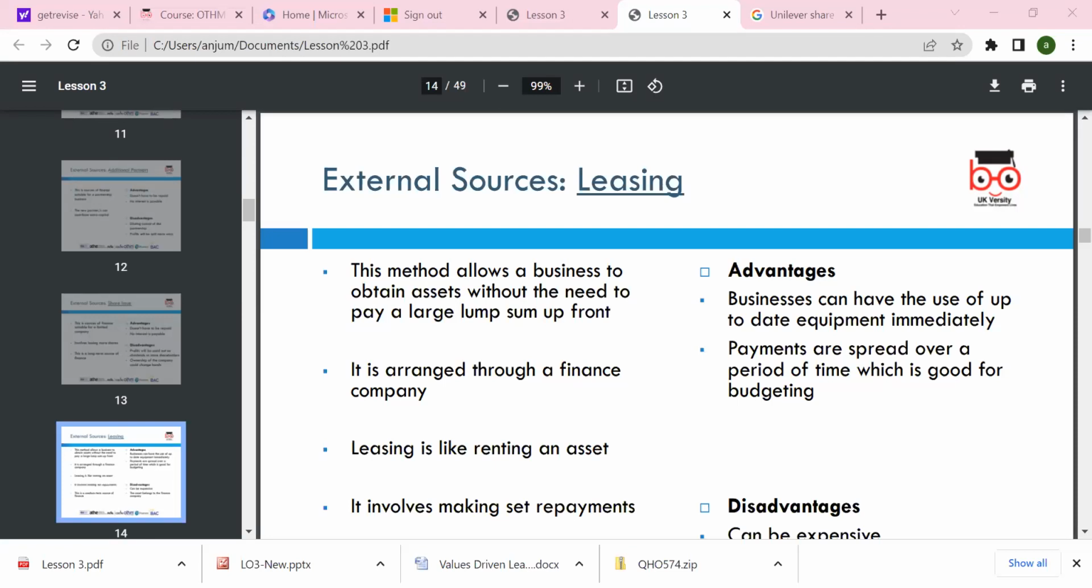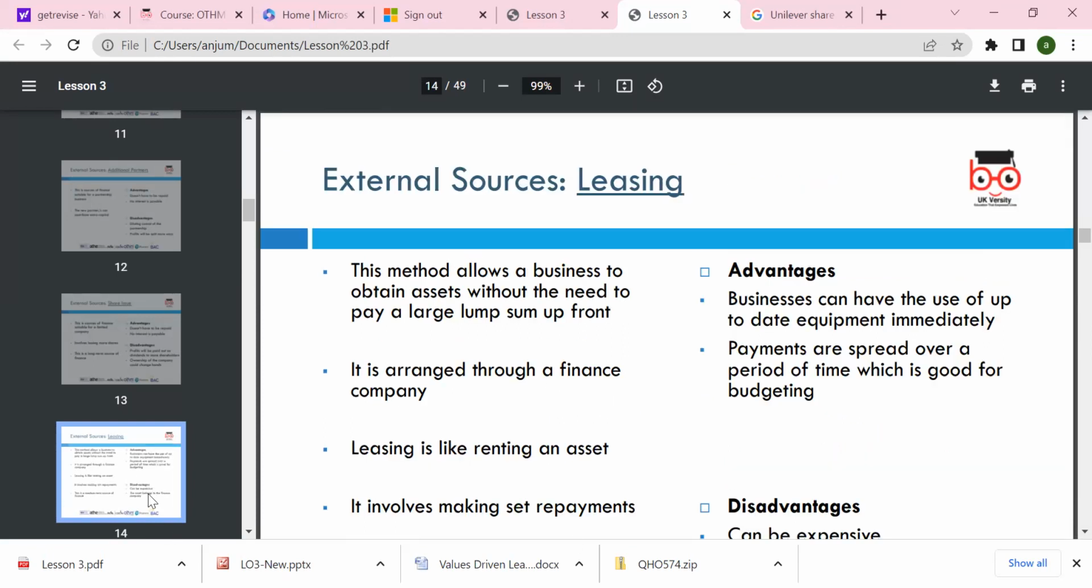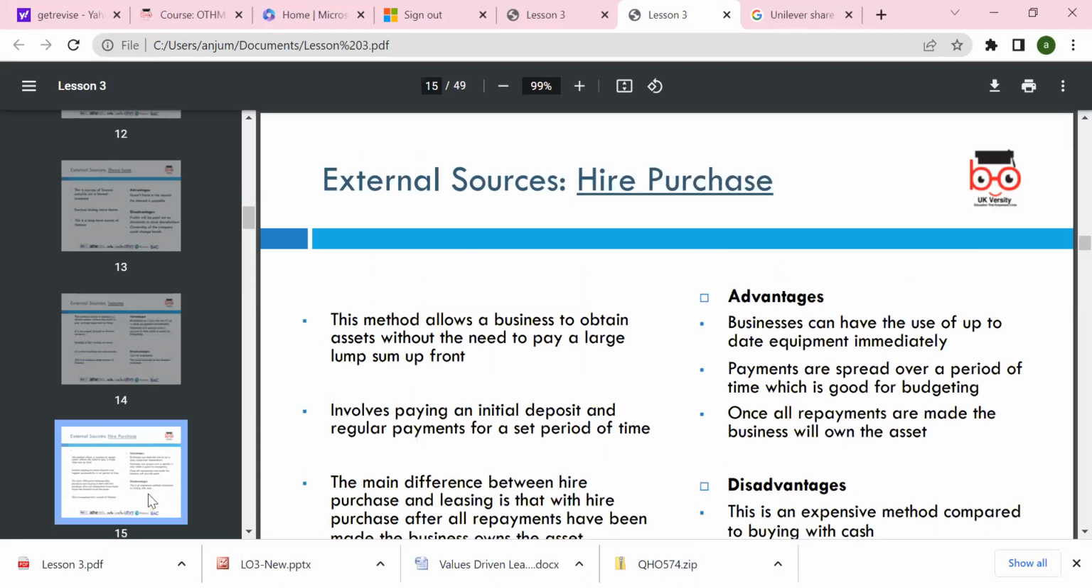But if it's an operating lease, it's like a rent, you're using it for, say, 12,000 miles and so on. So the business carries on getting the asset immediately, and payment can be spread over a period of time and can be expensive. With a lease, the asset belongs to the finance company, depending on the type of lease we have. If you have any question on leasing, you can ask.